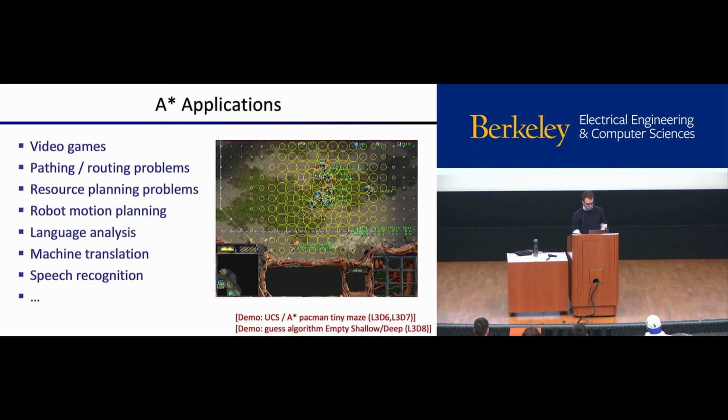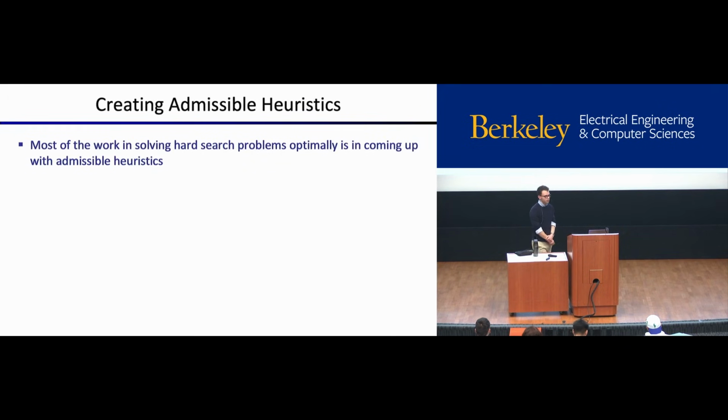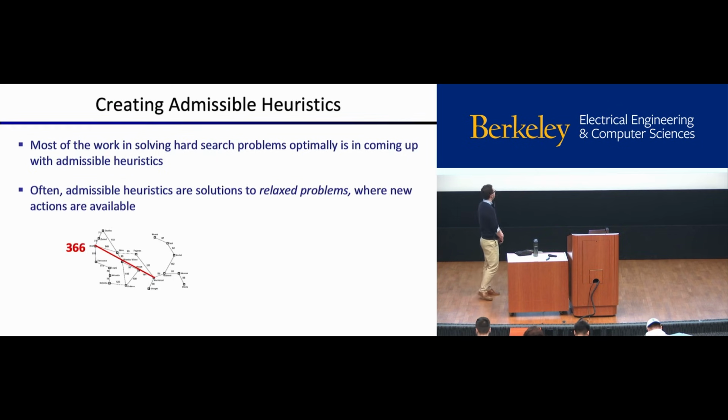Okay, I'm going to skip through some of these applications, but here they are. There are tons and tons of applications of A star. I want to talk about creating heuristics. So I said this before, but most of the work in solving hard search problems is in coming up with good heuristics. How can we do that?